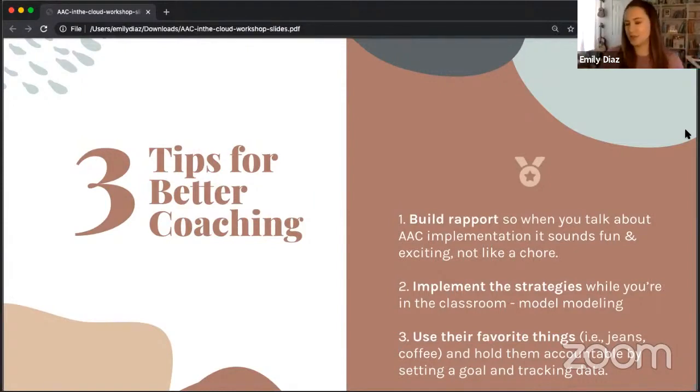So they might be able to earn like a free jeans pass, so like gold in the school setting. They might earn a Starbucks coffee. And these things that they know they're going to work toward earning hold them accountable because we've set the goal and we're tracking data, just like IEP goals, but for classroom staff. So what does this look like exactly?